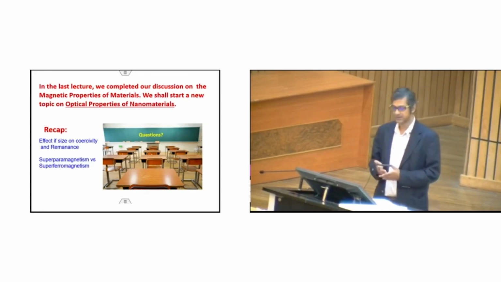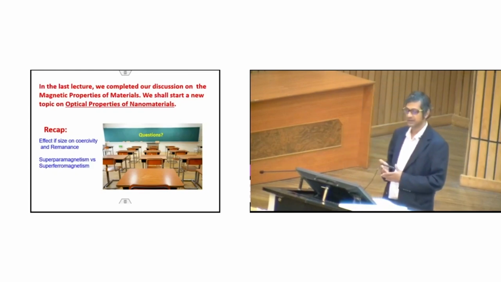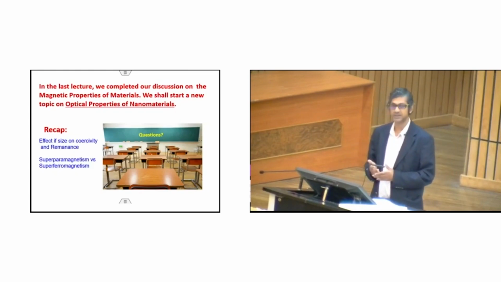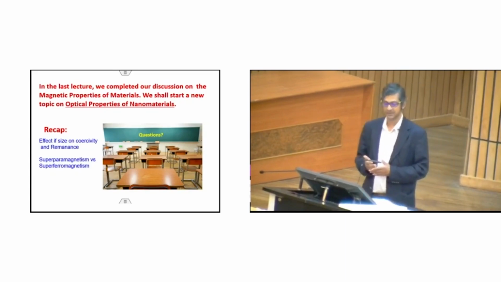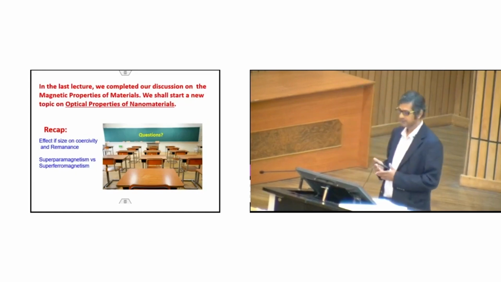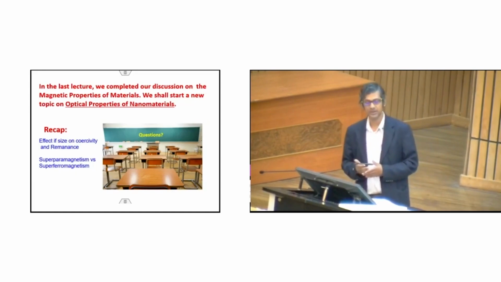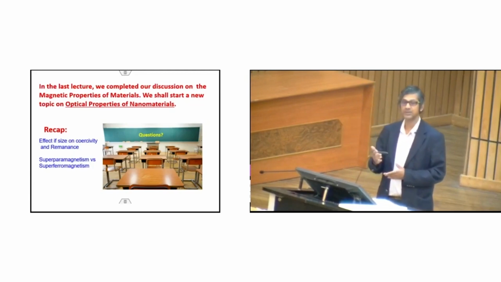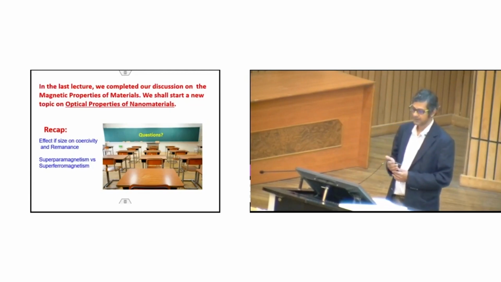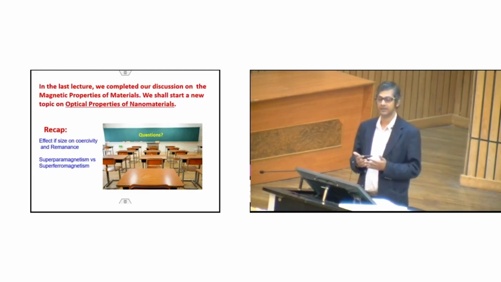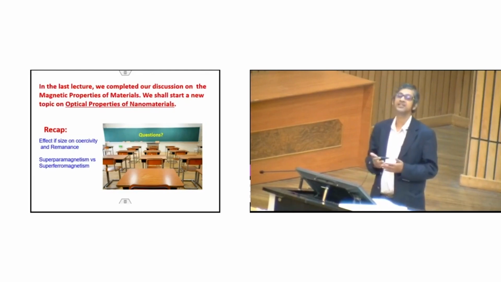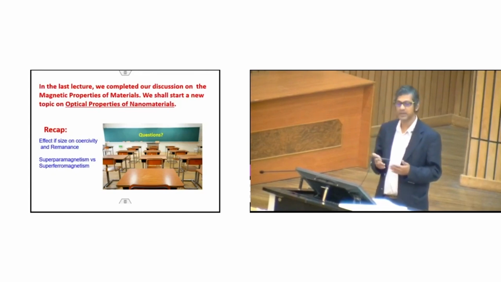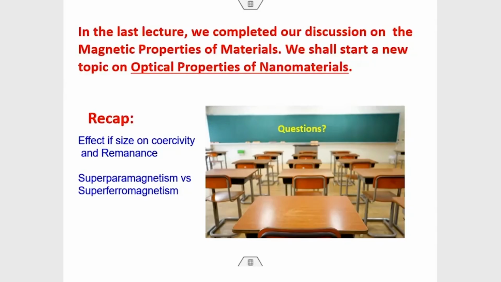We talked about the effect of size on two important properties, coercivity and remanence. Then we also deliberated on superparamagnetism as well as superferromagnetism, and how size can make a strong effect on the evolution of these new properties. Super means high or extra, right? Superparamagnetism means an extreme level of paramagnetism, and superferromagnetism means an extreme level of ferromagnetism.